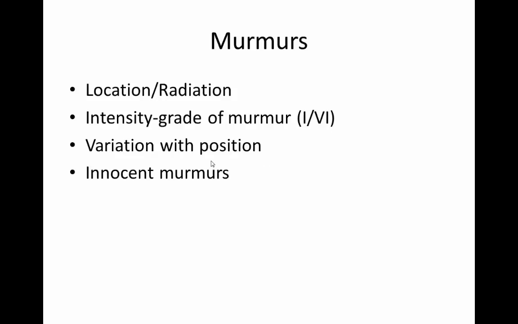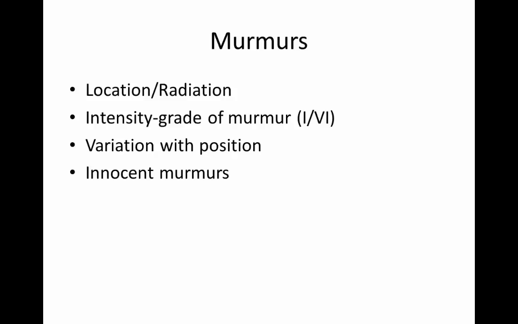So what are the characteristics? Location is where the murmur is best heard and where the sound extends. Then the relationship with the cardiac cycle and duration: if it's systolic or diastolic, if it's followed by S1 or not, if it's crescendo, decrescendo, or pansystolic.